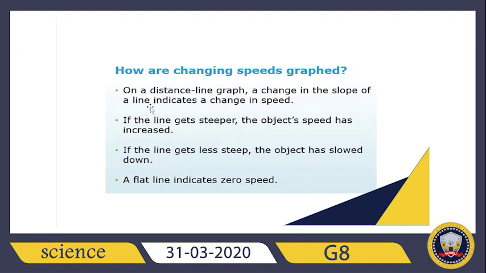Okay, so guys, now let us see how changing speeds are graphed. On a distance time graph, a change in the slope of a line indicates what? Indicates a change in speed. If the line gets steeper, the object's speed has increased, while if the line gets less steep, the object has slowed down. Okay, what about a flat line, guys? A flat line indicates zero speed, or in other words, no movement.